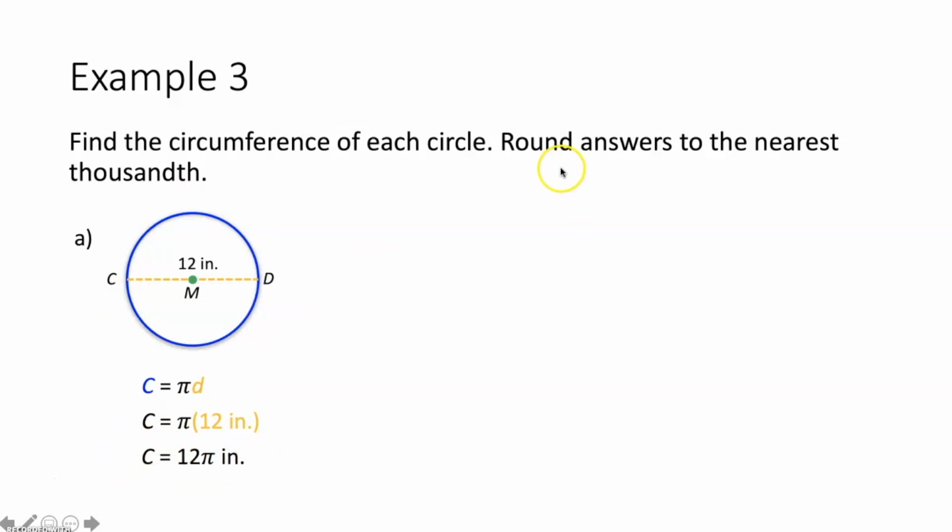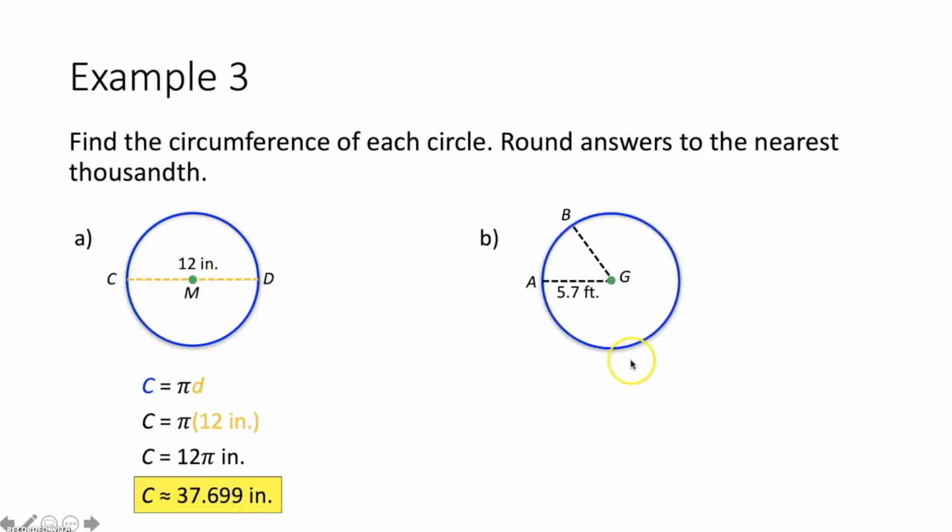But since this question asks us to round answers to the nearest thousandth, what we're going to do is multiply in our calculator 12 times pi, round that to the nearest thousandth, and we get that the circumference of the circle is approximately equal to 37.699 inches. Part B, doing the exact same thing.